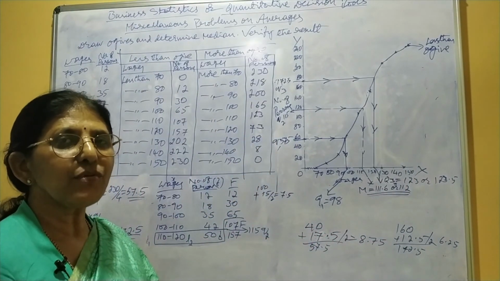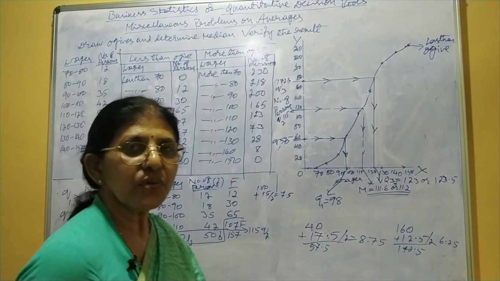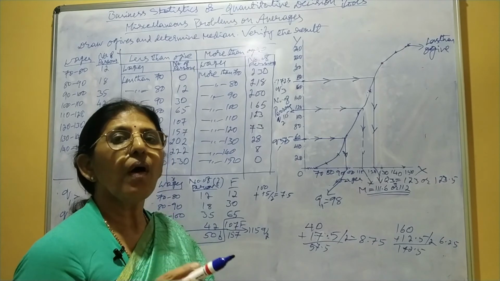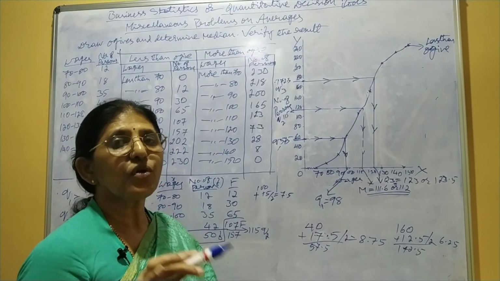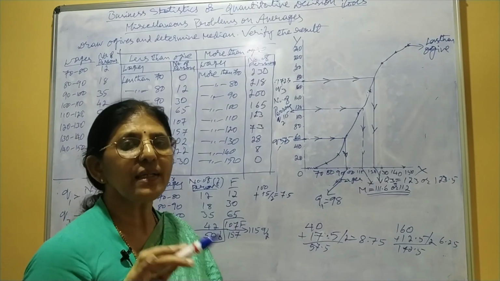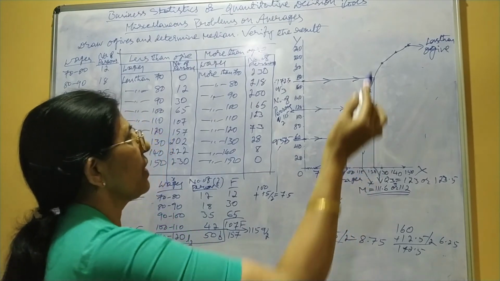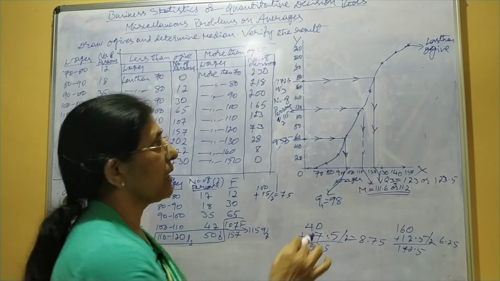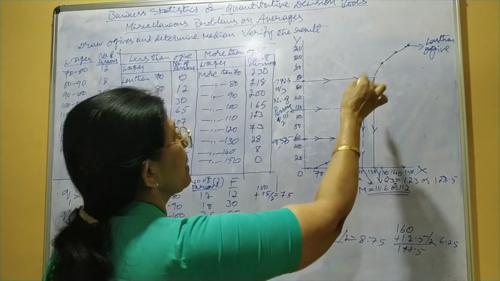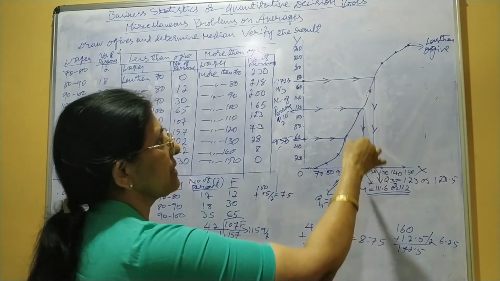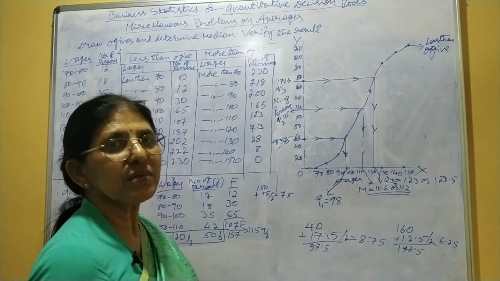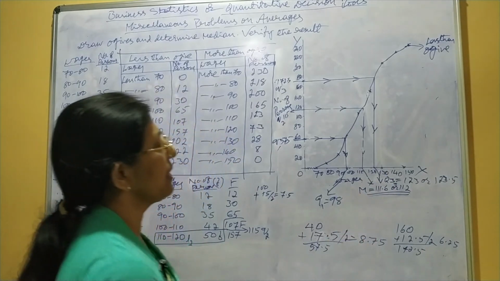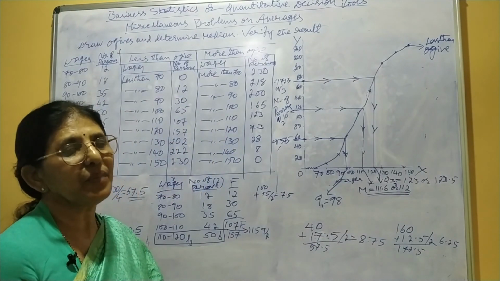If it is asked, you have to observe the question keenly. If it is asked to draw ogives and locate the median, in that case you have to draw both the ogives, less than as well as more than, and the point where these two ogives intersect. From that point, we have to draw a straight line perpendicular to the x-axis, and you have to take the reading on the x-axis. That is nothing but the median.